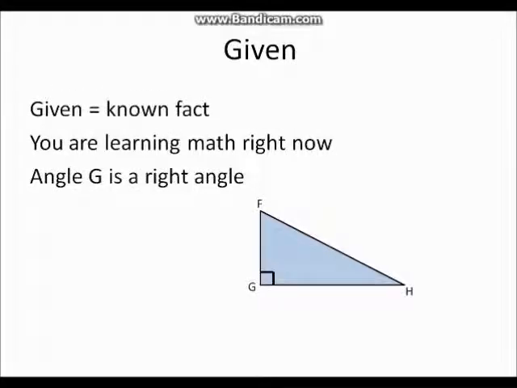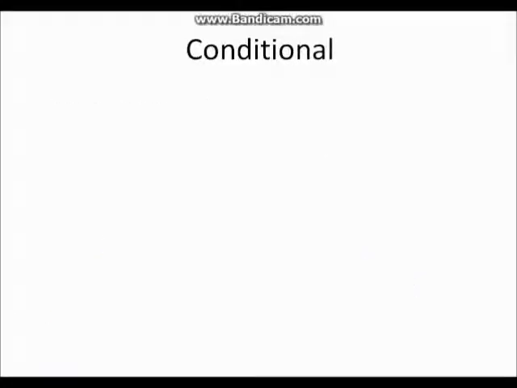Now, as you can see, this is true with this triangle here, but it might not be true for all triangles in the world. The yellow triangle has angle G being an acute angle. However, if our proof dealt only with the blue triangle, then saying angle G is a right angle would be an acceptable given.